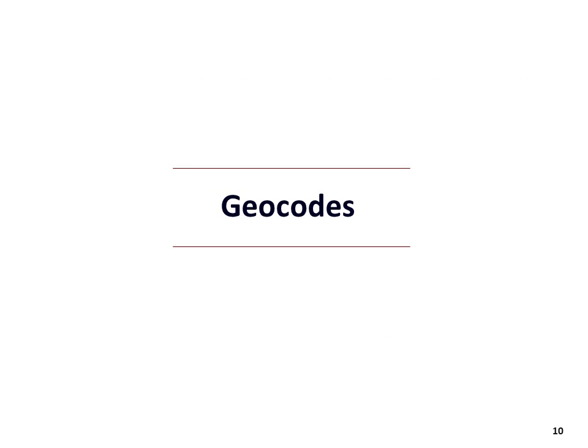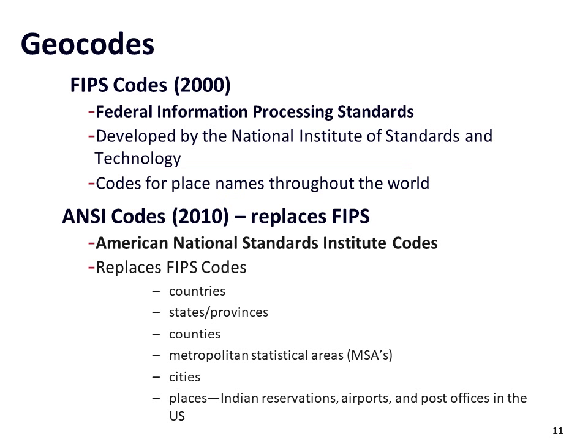Okay, now that we've covered what the basics of tables look like, let's talk a little bit about geocodes and what they are. Geocodes are based loosely, more or less, off of the FIPS codes. These are the Federal Information Processing Standards. That's what FIPS stands for. They were developed by the National Institute of Standards and Technology, and they're codes for place names throughout the world. The ANSI codes 2010 basically replaced FIPS, the American National Standards Institute code. So like I said, it replaces FIPS codes.